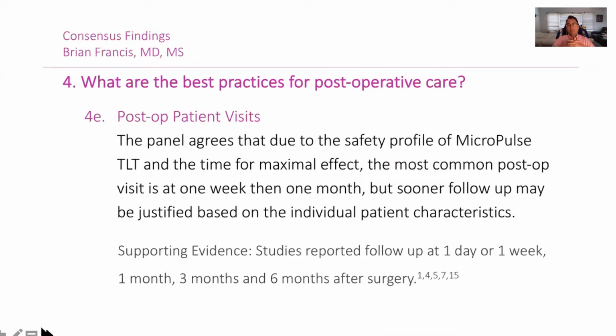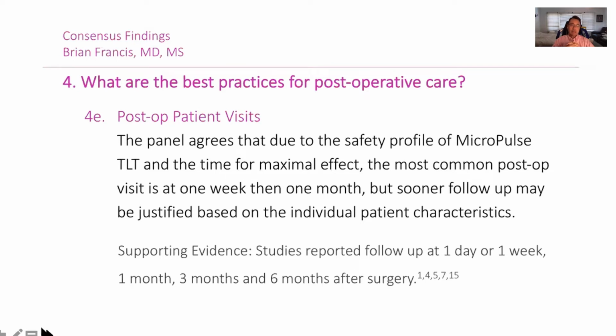And then postoperative care, we found that the most common post-op visit is at 1 week, and then at 1 month, and then tapering after that. Sooner follow-up may be justified based on the individual patient characteristics. What does that mean? It means that if you have someone that has a 0.95 cup, very advanced glaucoma with high IOP that you think is at high risk, if they do have an IOP spike, then we'll typically see them 1 day postoperatively.